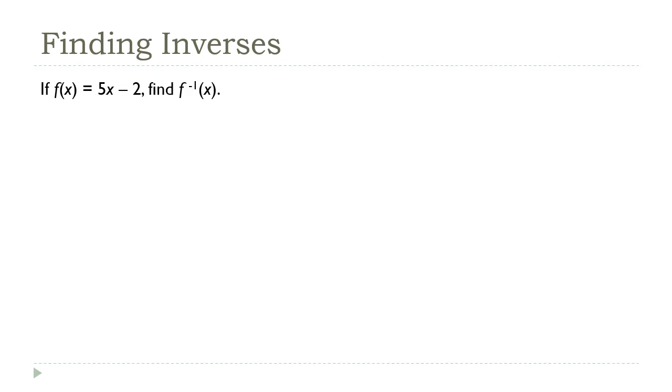I have this function here, f of x equals 5x minus 2, and I want to find its inverse. Well, first, in this case, I'm going to go back and write that with a y. Y equals 5x minus 2. And I want to find the inverse. So I'm going to do exactly what I just said. I am going to switch the x's and the y's and make this x equals 5y minus 2.